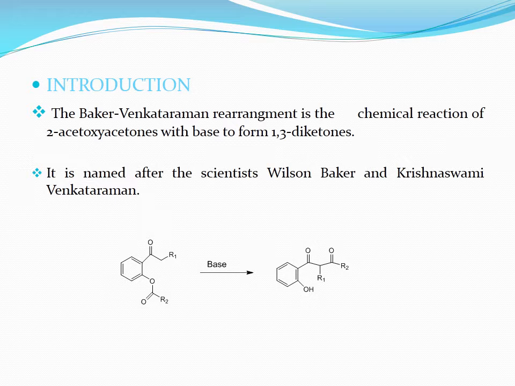Introduction. The Baker-Venkataraman rearrangement is the chemical reaction of 2-acetoxyacetophenones with base to form 1,3-diketones. This reaction is the same as the Claisen condensation reaction, and it is a very useful reaction in organic synthesis. It is named after the scientists Wilson Baker and Krishnaswamy Venkataraman. Krishnaswamy Venkataraman is an Indian chemist, so I chose this topic for my presentation.